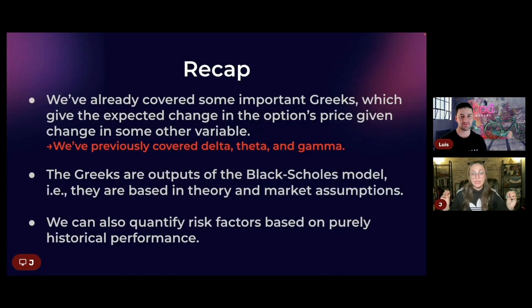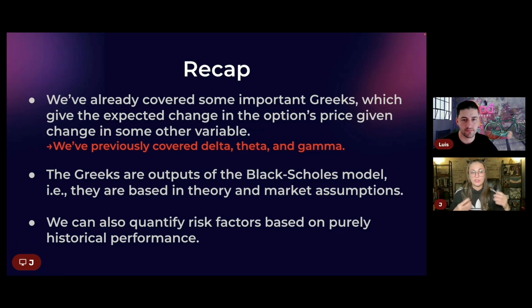Okay, so just for a recap on some of the stuff that we've already talked about, we've already covered some pretty important Greeks. In my opinion, the three most important ones, which were delta, gamma, and theta. So we talked about that in a previous segment. But those give the expected change in the option's price given a change in some other variable, right? These Greeks are based on the outputs of the Black-Scholes model, which is based in market theory and market assumptions, right? It also gives the expected change.